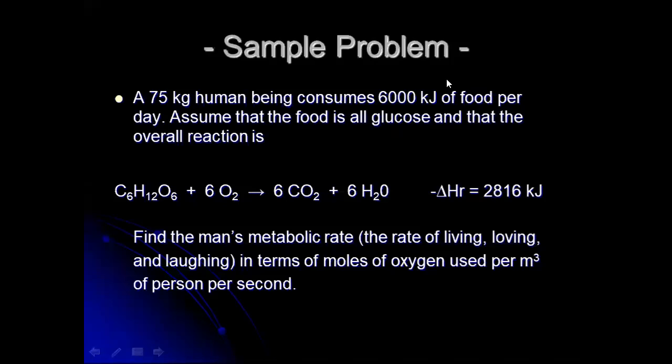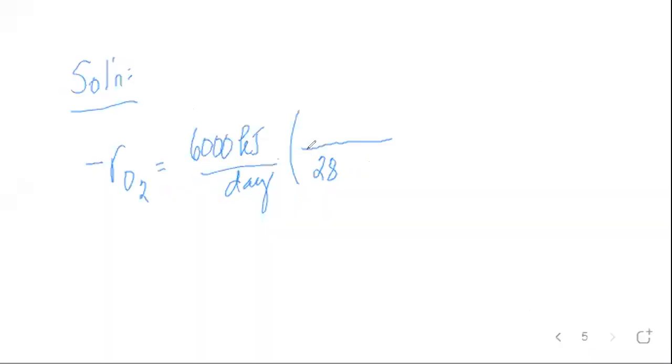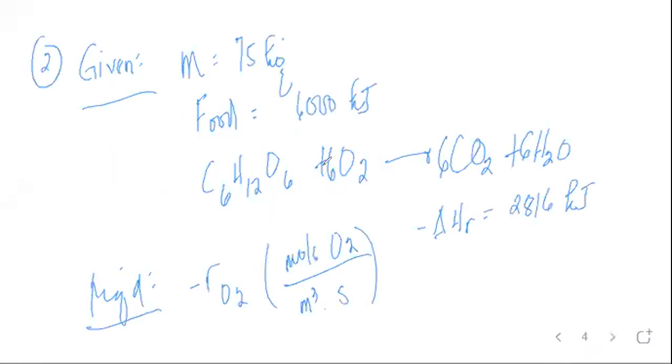Why did I go back to that? I also have it in the given. So 2816 kilojoule. Now I need O2. So then I go back to my stoichiometric equation and I have here 6 moles O2. 6 moles of O2 when reacted with glucose present in the food of the person is able to liberate this much of energy. So then I can use that information.